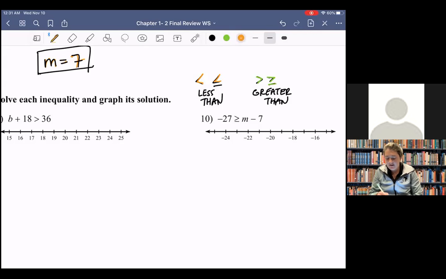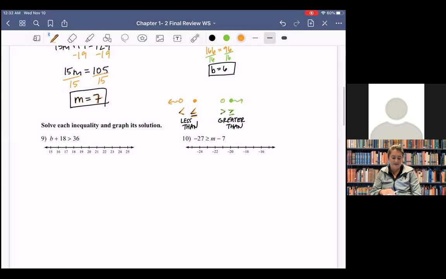Remember, if it has the line underneath, then it's a closed circle. If it is just the arrow, then it's open. So this would be open. Match it with the green. That's open, and that's a closed circle. Awesome. That would be going to the right, and these ones would be going to the left. Okay, so let's look at these.